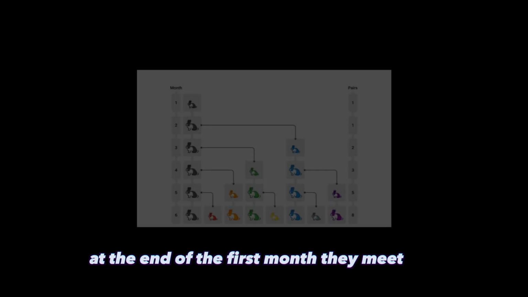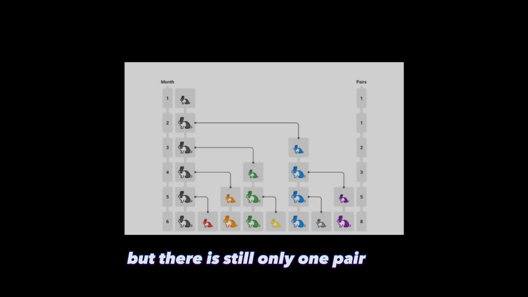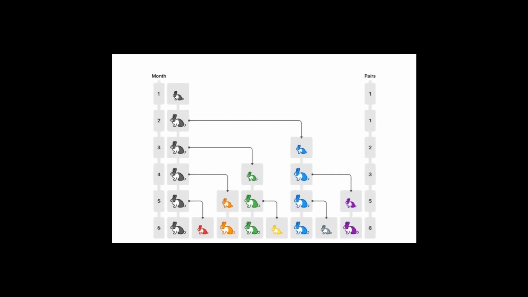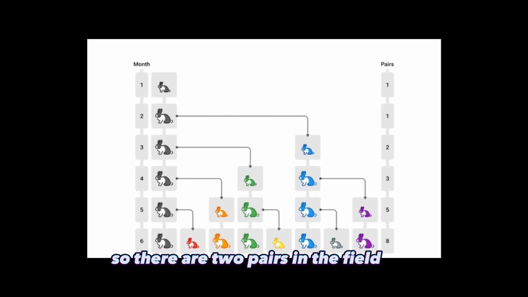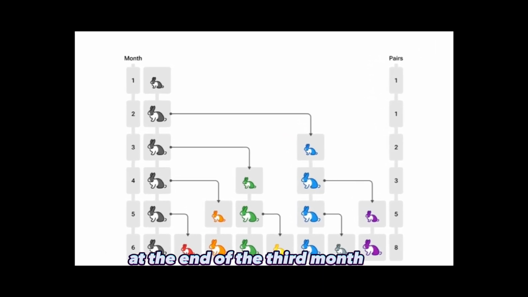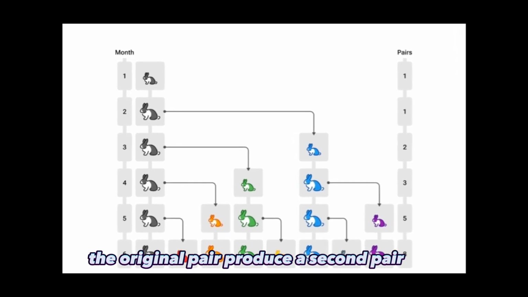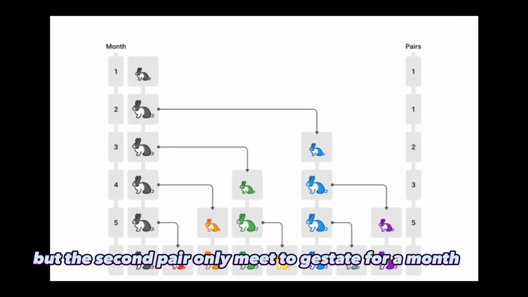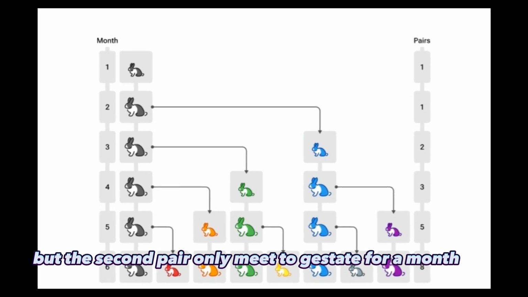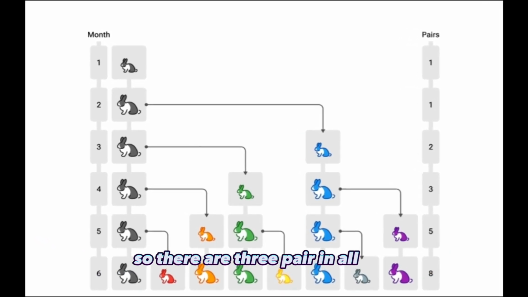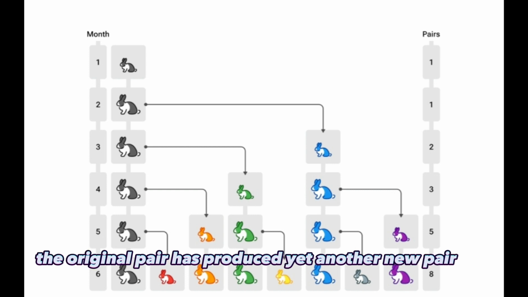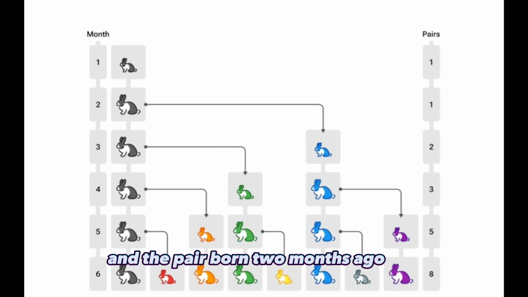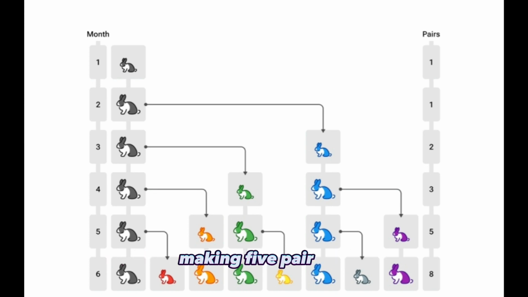At the end of the first month, they mate, but there is still only 1 pair. At the end of the second month, they produce a new pair, so there are 2 pairs in the field. At the end of the third month, the original pair produces a second pair, but the second pair only mates and gestates for a month, so there are 3 pairs in all. At the end of the fourth month, the original pair has produced yet another new pair, and the pair born 2 months ago also produced their first pair, making 5 pairs.